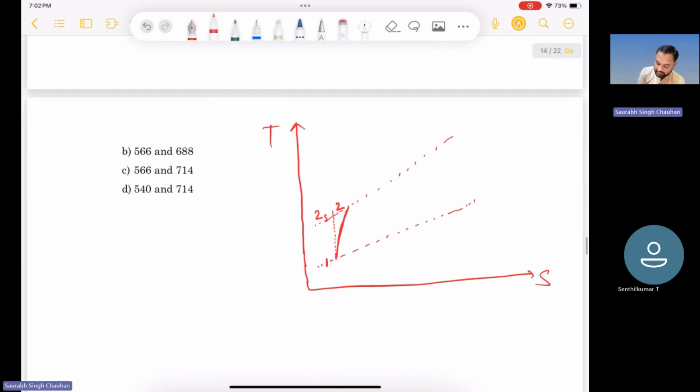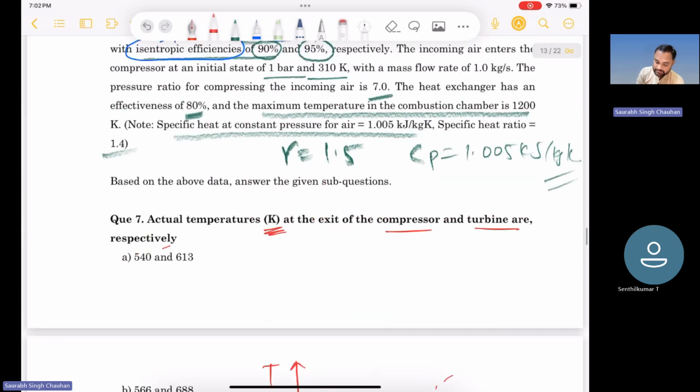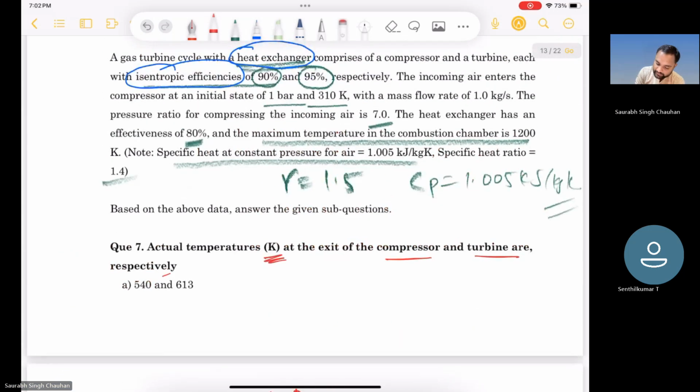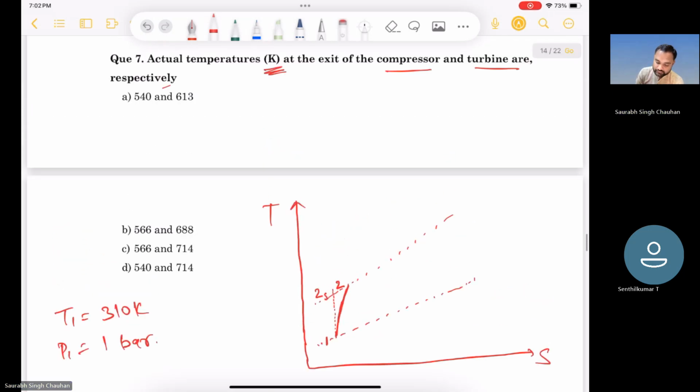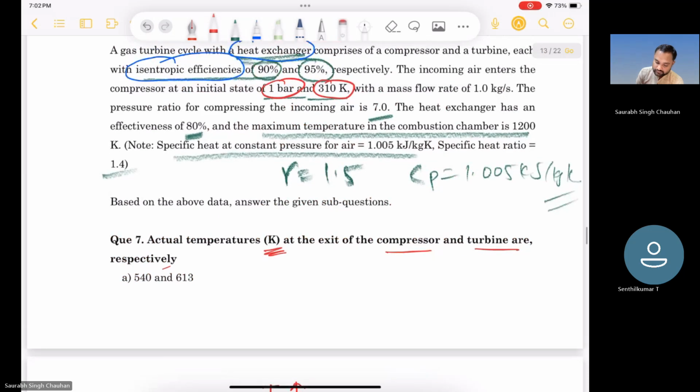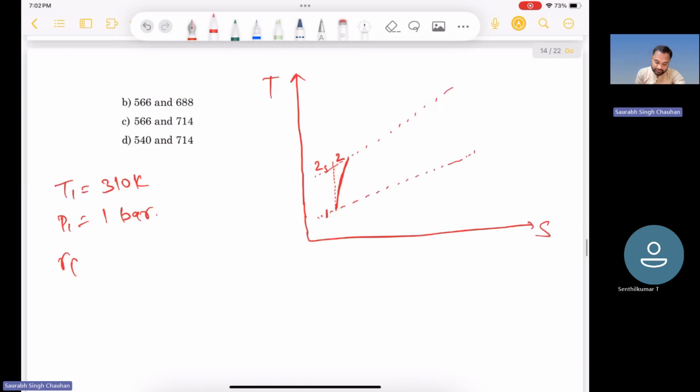So at point 1, T1 was how much? 310 Kelvin and 1 bar. T1 is 310 Kelvin and it is 1 bar. The pressure ratio for compressing the incoming air is 7. Compression ratio Rp is 7, right?